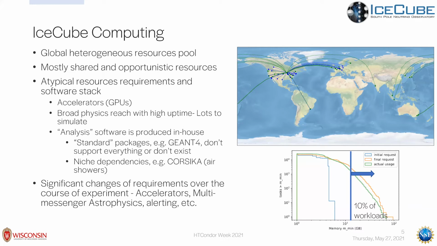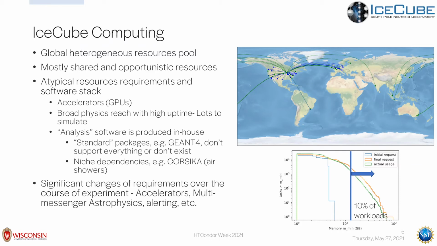And then across the last decade of our operation, we've had significant change in our requirements. First of all, bringing in GPUs, then having multi-messenger astrophysics added as one of our science drivers. And you can see here on the bottom, for example, this broad science comes in a requirements range, so we can go from single digit memory requirements to over 100 gigabytes of memory that we require for some of our workloads.